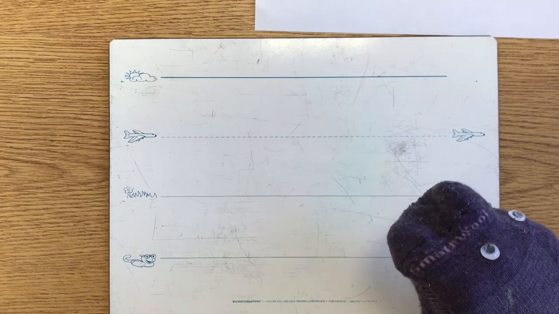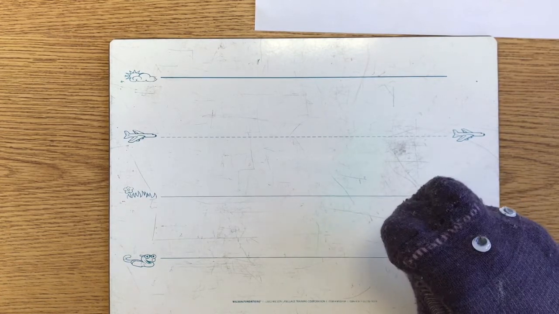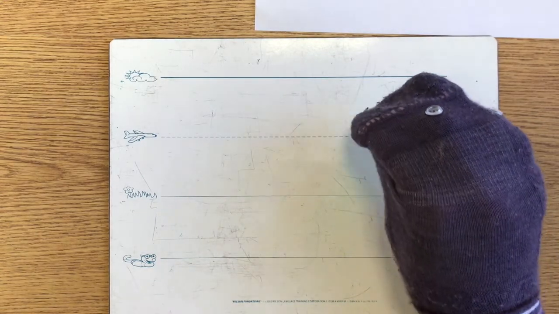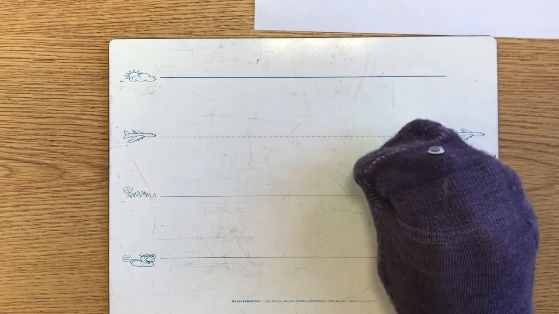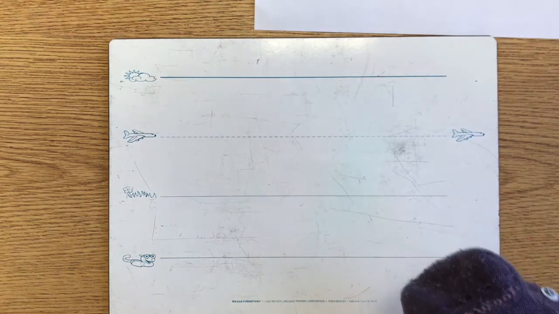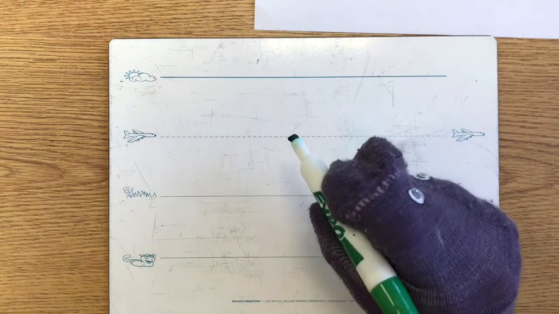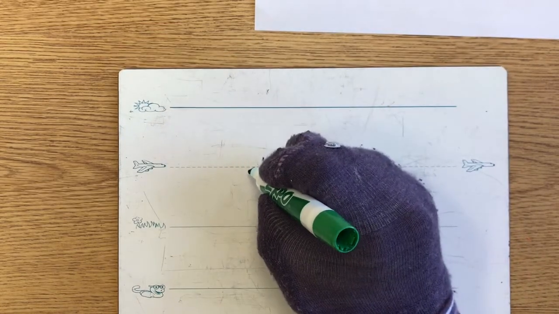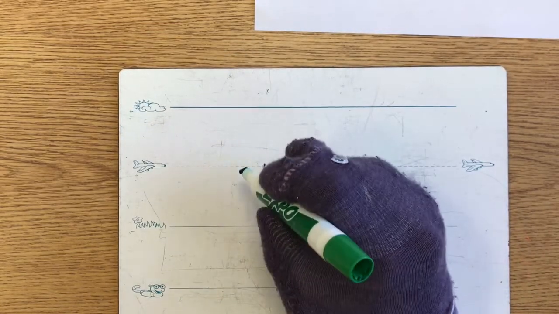Did anyone say small letter? Does anyone remember that small letters start at the plane line and they end on the grass line? So we're gonna make our letter S now with our marker. So all that practice is gonna help us here.